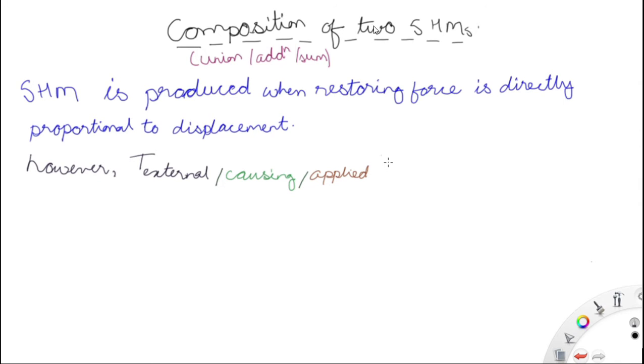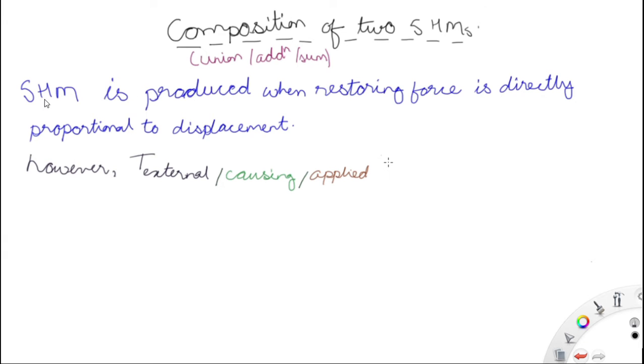So in the composition of two SHMs, the sum will be a vector sum, because the two simple harmonic motions are vectors. Union is for sets, addition is for algebraic values, and sum can also be done by integration, so you can also do the integration of two simple harmonic motions.